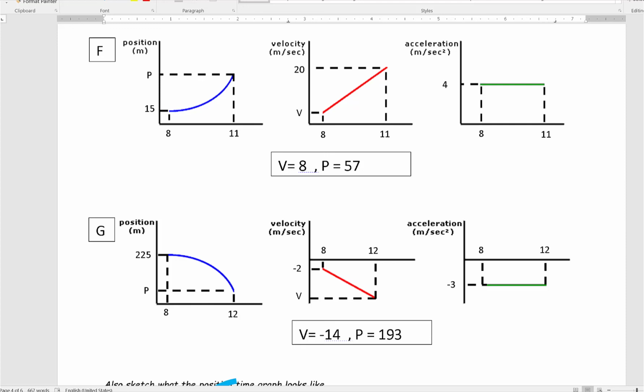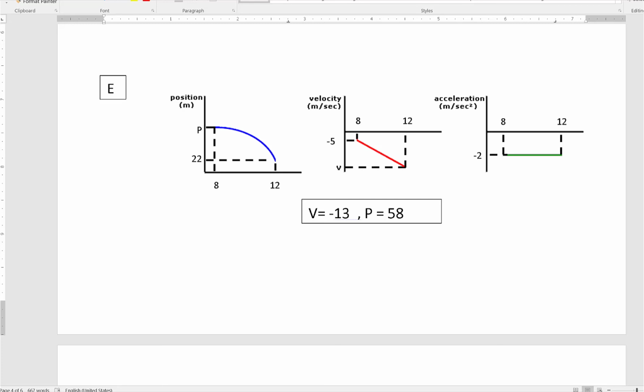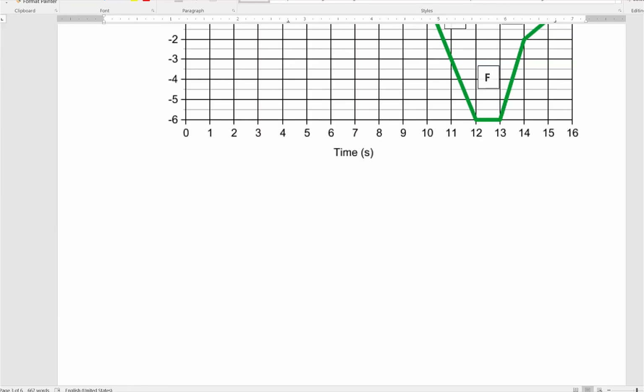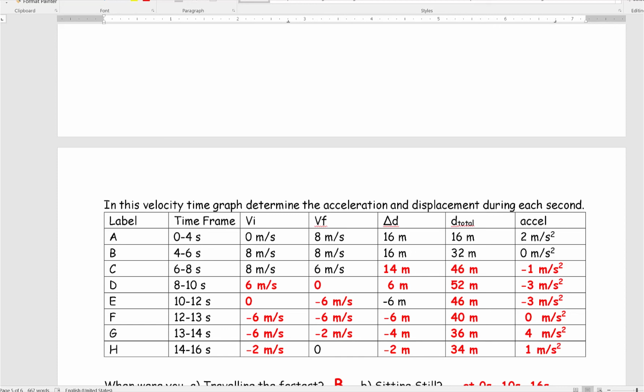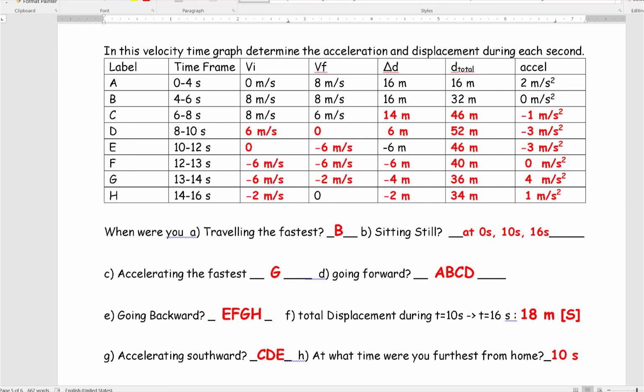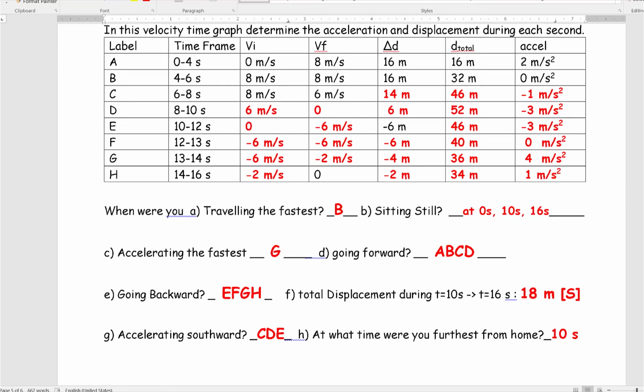And for the fun of it, let's just go all the way down to the bottom and put the answers up for that chart. So those are the answers for the chart.